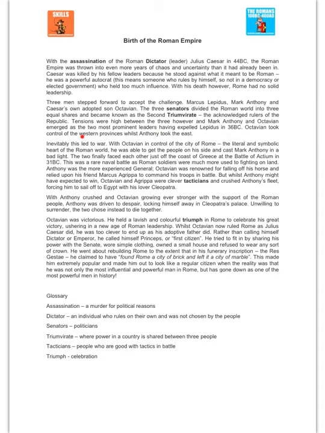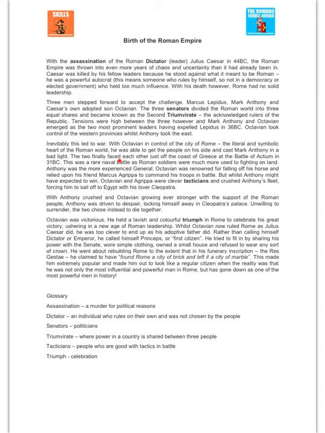Octavian took control of the western provinces, whilst Antony took the east. Inevitably, this led to war. With Octavian in control of the city of Rome, the literal and symbolic heart of the Roman world, he was able to get the people on his side and cast Mark Antony in a bad light.